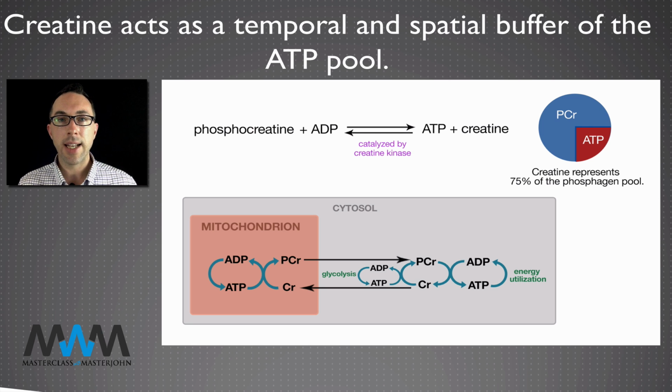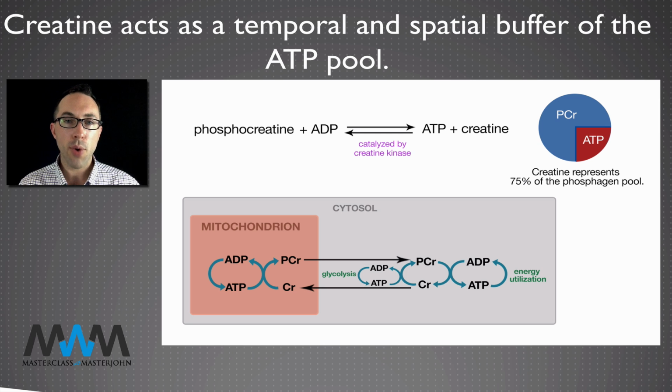The role of creatine is as a temporal and spatial buffer of the ATP pool. Temporal means across time, spatial means across space. The enzyme creatine kinase catalyzes a reversible reaction where phosphocreatine can phosphorylate ADP to make ATP, itself becoming creatine, or creatine can take the phosphoryl group from ATP, becoming phosphocreatine, generating ADP. This reaction happens both ways and both ways are equally important to the use of creatine as a buffer of the ATP supply. However, the equilibrium strongly favors ATP production.